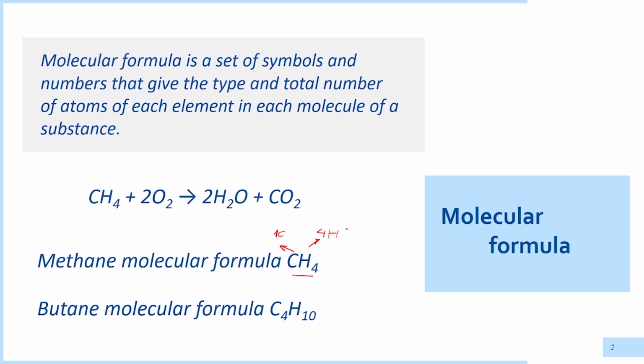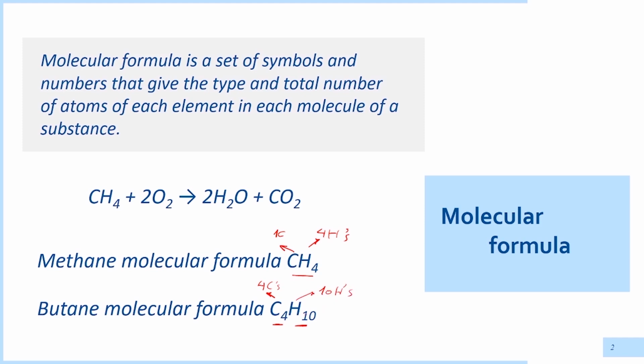Another example, butane has the molecular formula C4H10. By looking at this formula, we can deduce that butane consists of 4 carbon atoms and 10 hydrogen atoms.